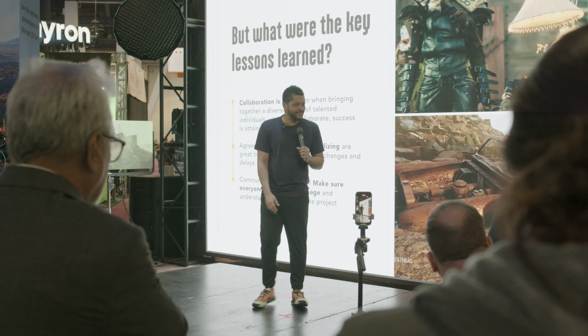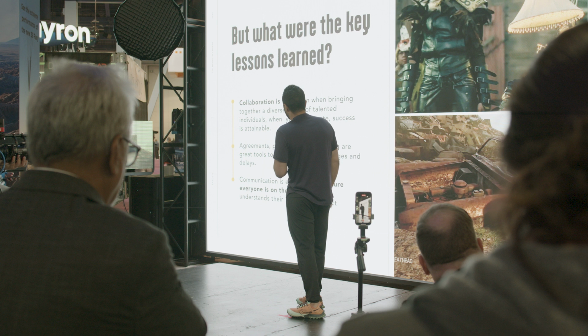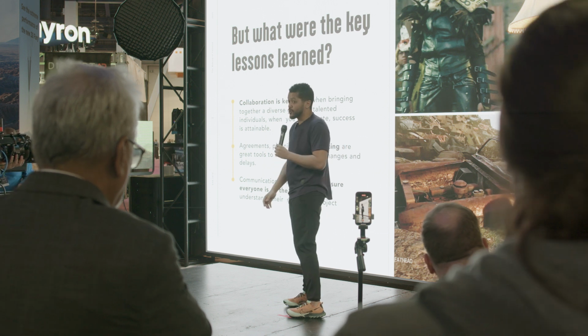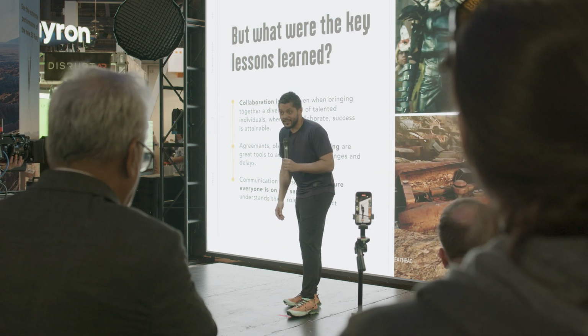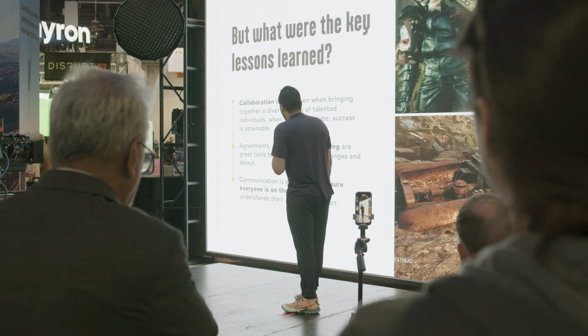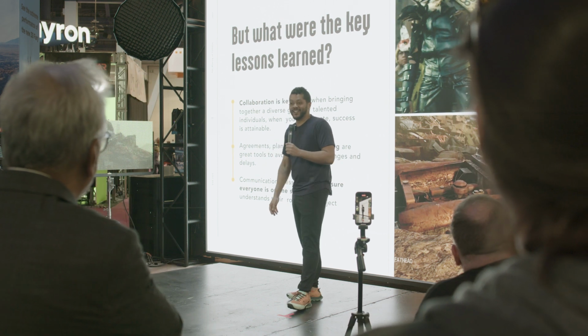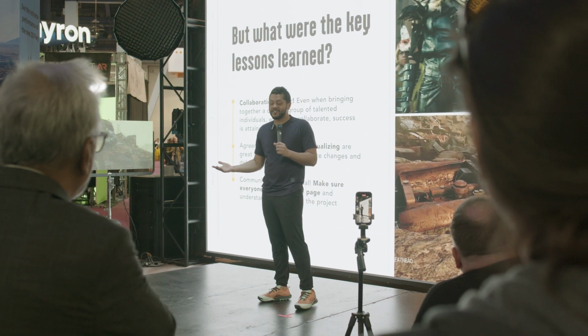And we're getting to the end. Now, what were the lessons learned? Collaboration is key. Enter agreements, not expectations. And again, communication is essential. So, collaboration, agreements, and communication, right?